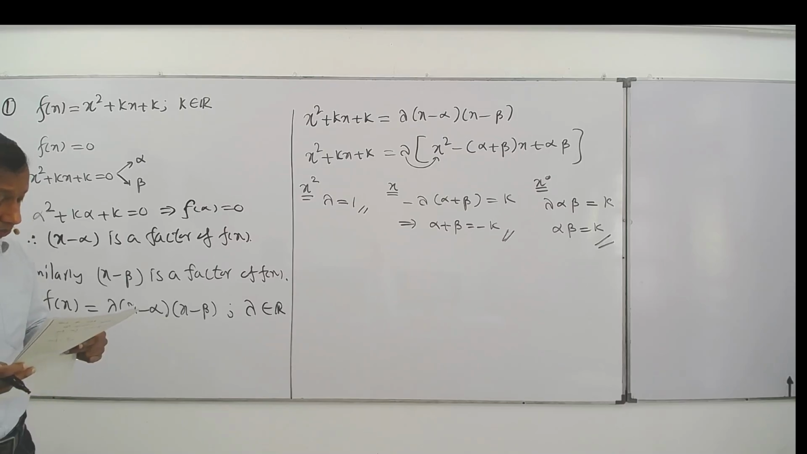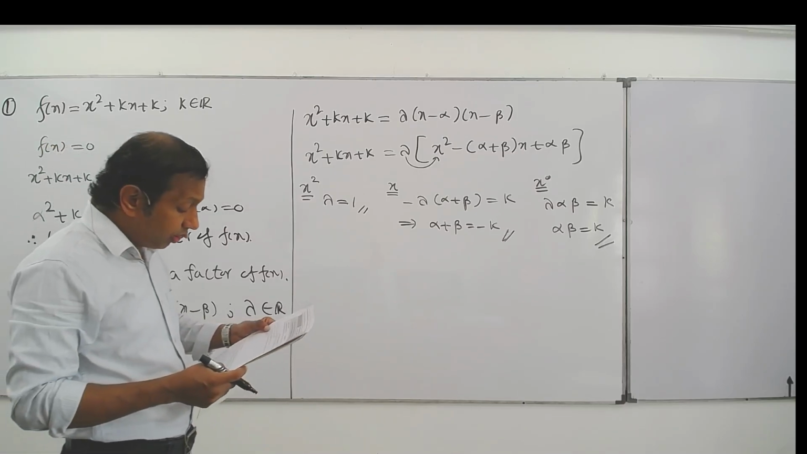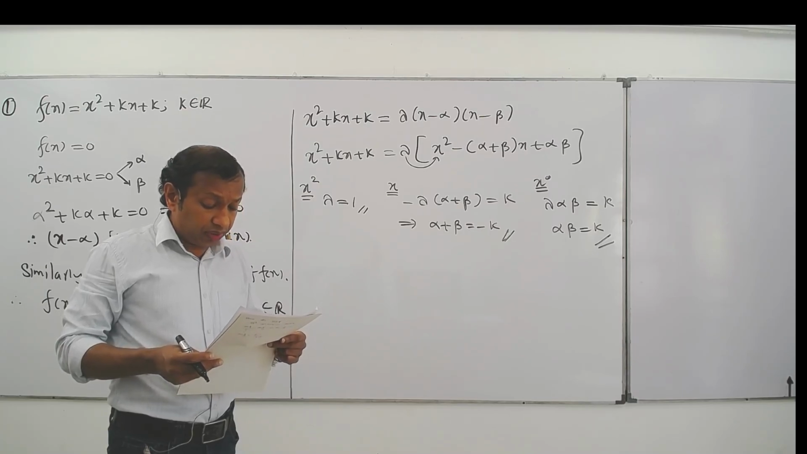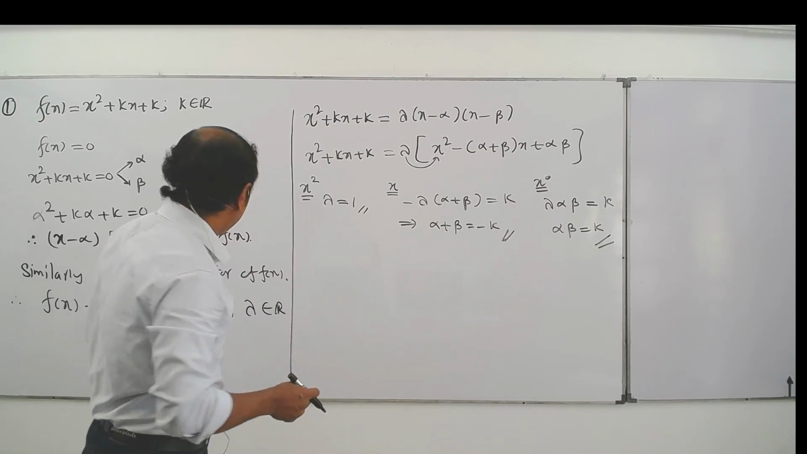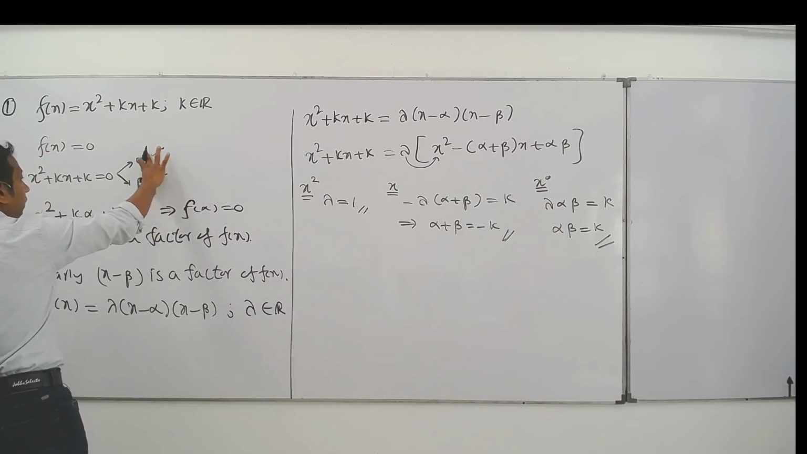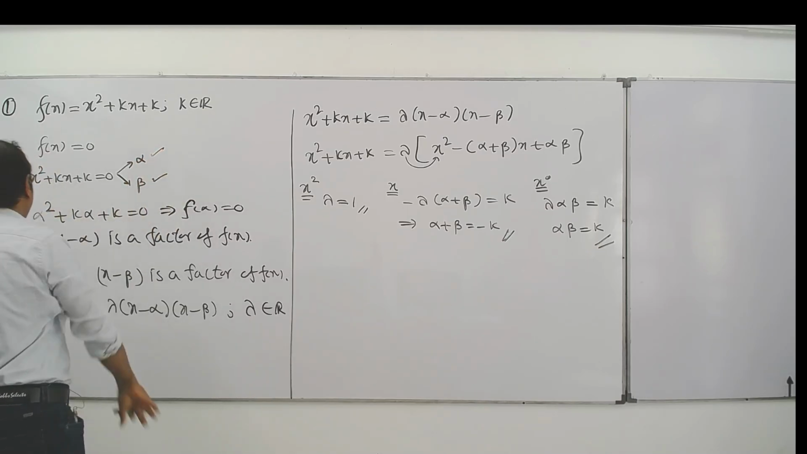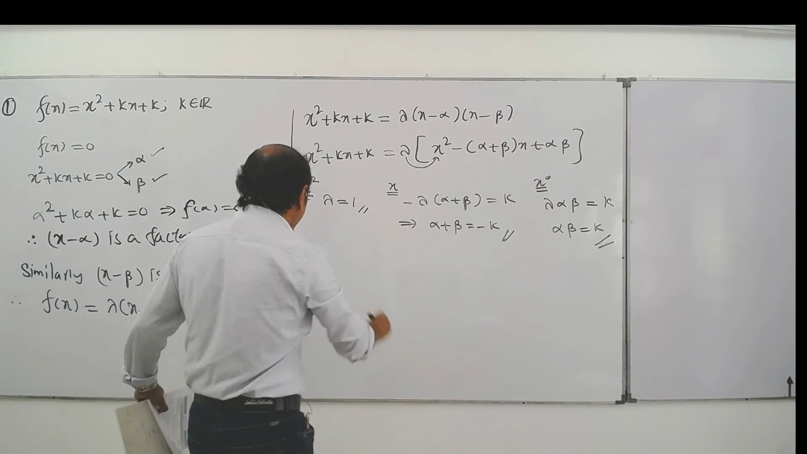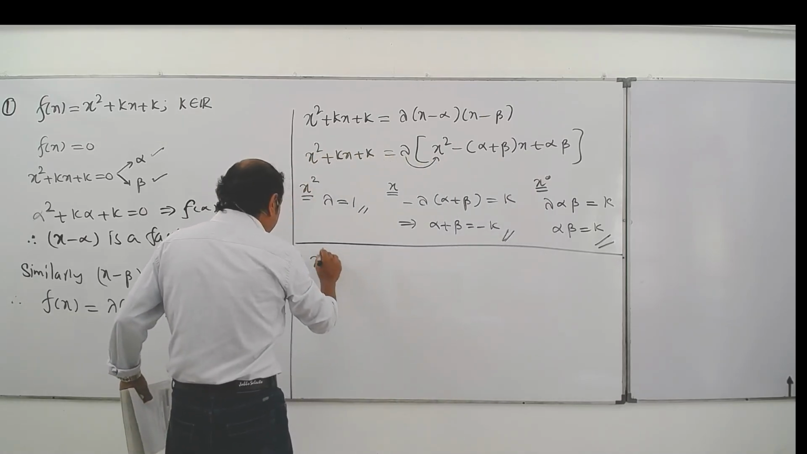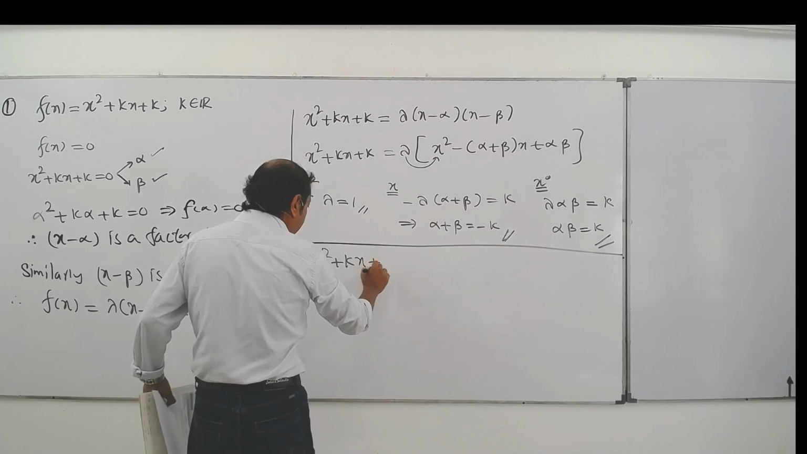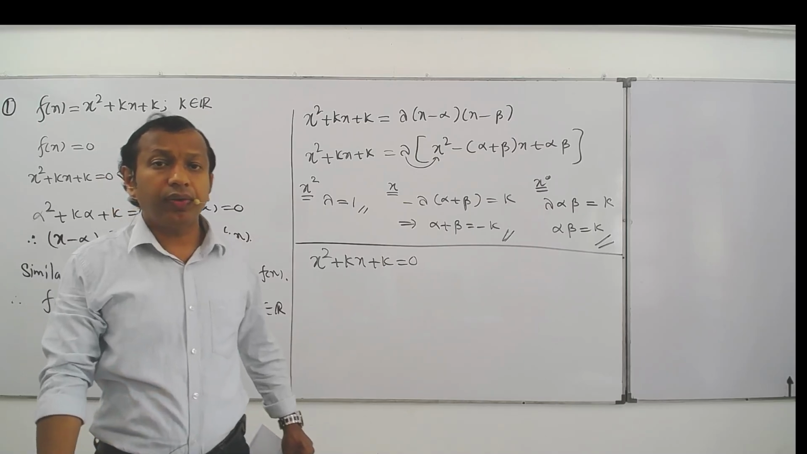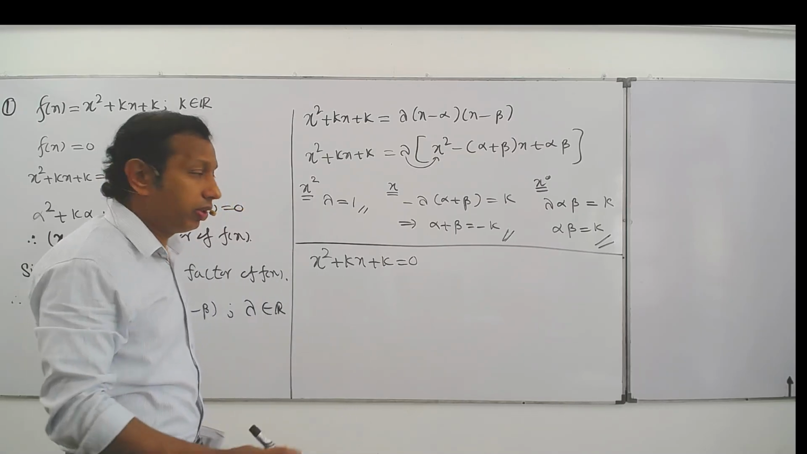The next one asks: if k is less than or equal to 0 or k is greater than or equal to 4, show that alpha and beta are real. Now alpha and beta are the roots of x squared plus kx plus k equals 0, right? So first we'll take that quadratic equation, x squared plus kx plus k equals 0. The nature of the roots of a quadratic equation is given by its discriminant delta.